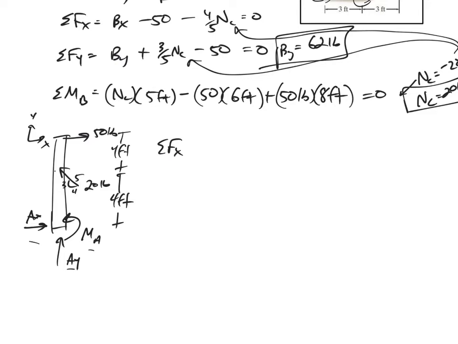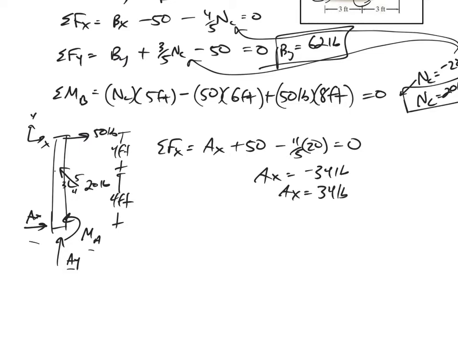And summing the forces in the x direction would be, I've got AX, I've got 50, and I've got going backwards 4/5 of that 20 equals 0. So AX negative 34. So AX is 34 pounds, so box that in. And draw this the correct direction. It is actually to the left. Everywhere I've drawn it, draw it the correct direction. That's the only place I've drawn it though.